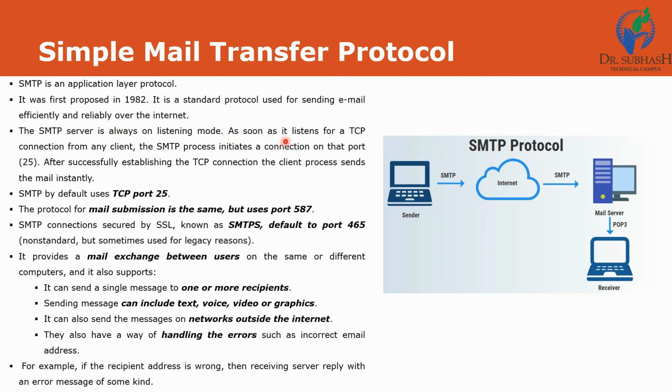As soon as it listens for a TCP communication from any client, the SMTP process initiates a connection on port 25. That means SMTP uses TCP port 25 by default. The protocol for mail submission is the same, but uses port number 587. If you are using a secure layer with SMTP, then SMTPS uses 465 as the default port.